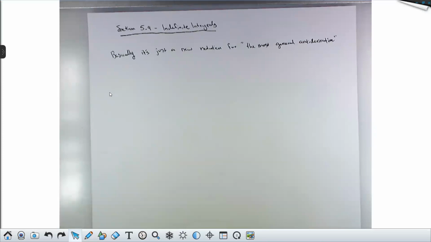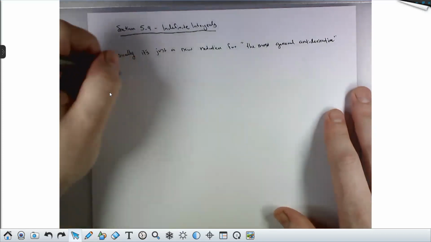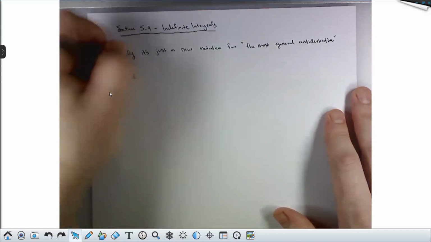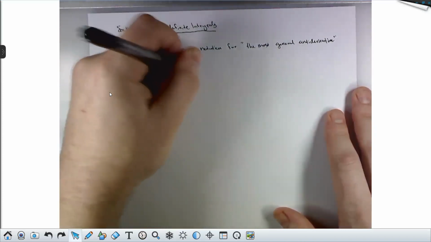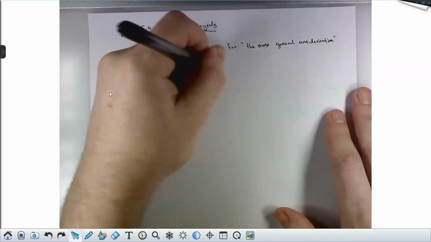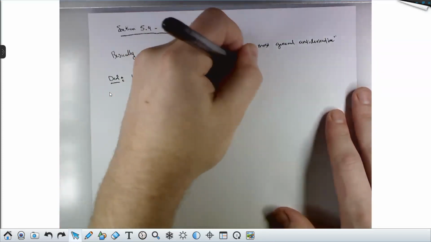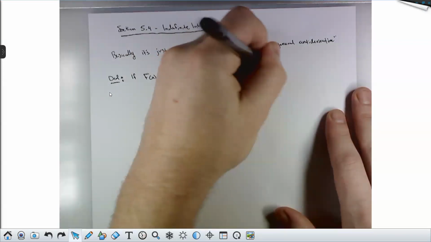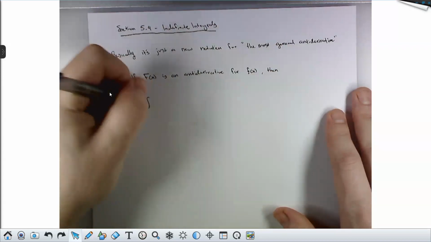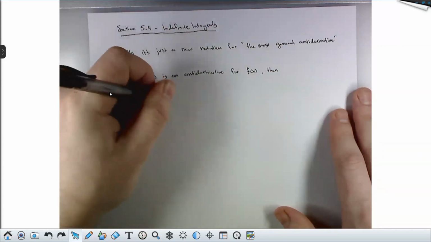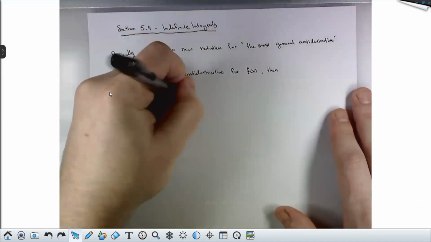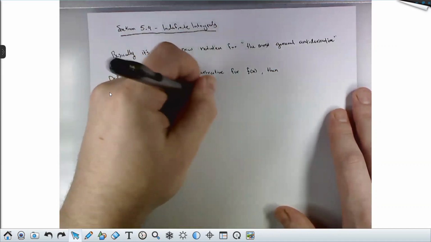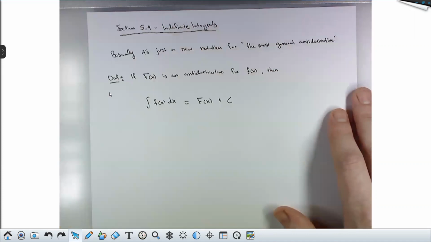That's it. So here's the notation. If capital F of x is an antiderivative for little f, then the integral without any bounds, this is what we call the indefinite integral of f, is equal to capital F of x plus c, where c is an arbitrary constant.